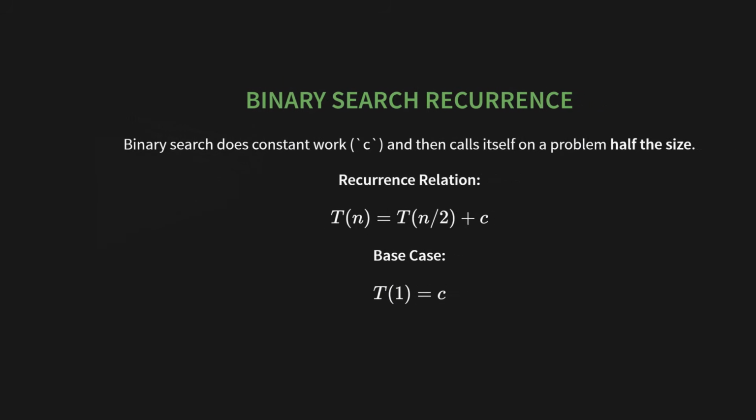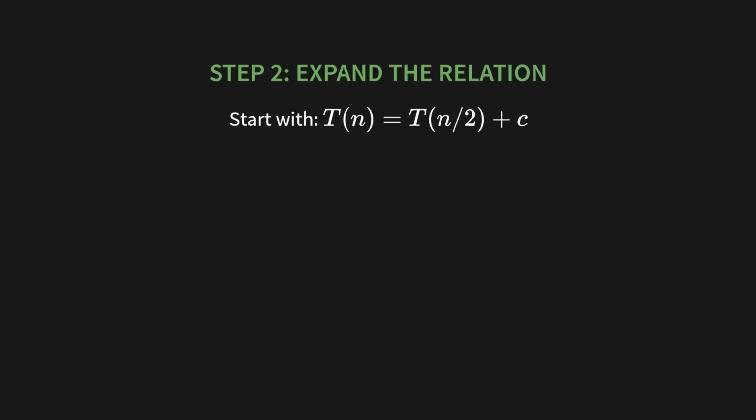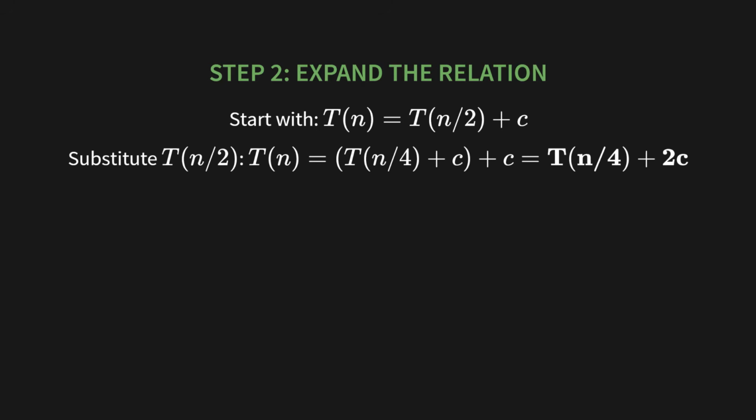Binary search does constant work, which we'll call c, and then it calls itself on a problem half the size. So our recurrence relation is T of n equals T of n divided by 2 plus c. And the base case is still T of 1 equals c. Step 2. Expand the relation.